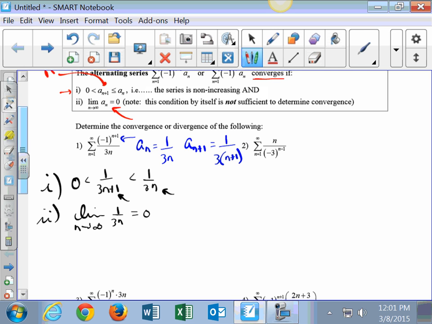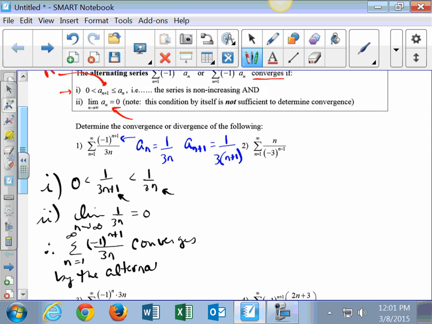that is correct. Therefore, I can say that the summation as n goes from 1 to infinity of (-1) to the n plus 1 all over 3n converges by the alternating series test. I will always be telling you what test I'm using so we can get used to identifying what we have and what we used to find out if the series was converging or not.